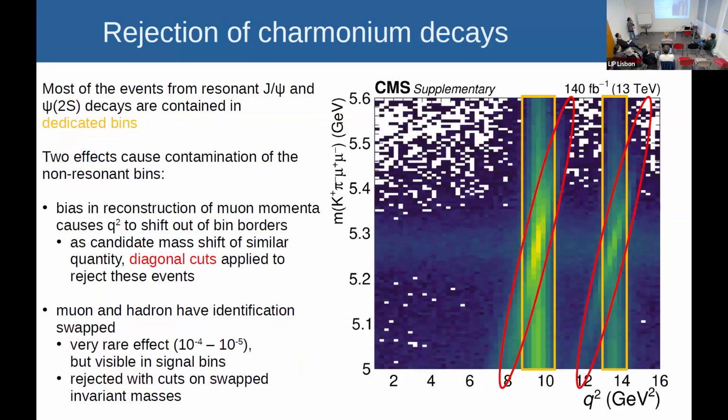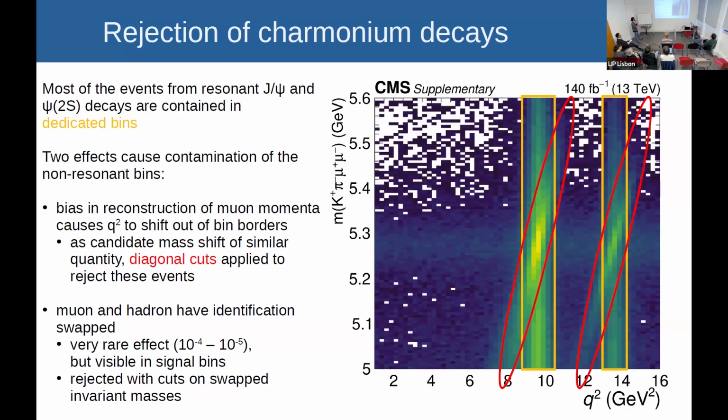Okay, so once we remove all these decays, the other, let's say, major contamination comes from our resonant channels. As I mentioned, we can build some dedicated regions in our q-square spectrum to contain them. So this is the first thing we do, and we use them as control channels. However, there are some effects that cause them also to leak into the q-square regions where we have our signal.